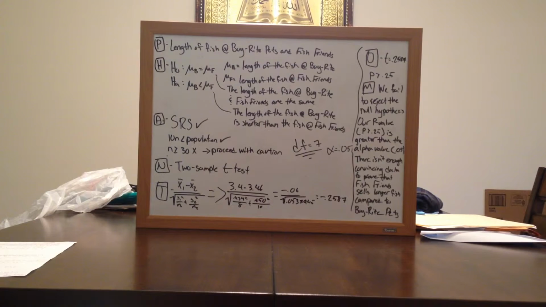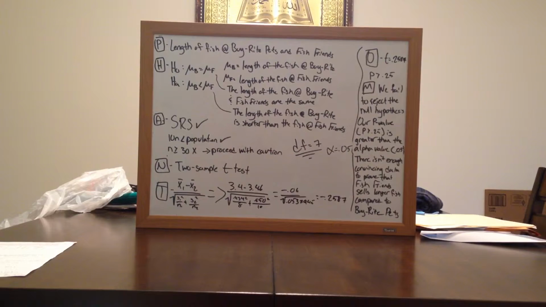So to look in our t chart, first we need the degrees of freedom. We look at the smaller sample size, and that's going to be 8. 8 minus 1 gives us 7, which is our degrees of freedom. And we need an alpha value as well, so I pick 0.05, as you can see here.